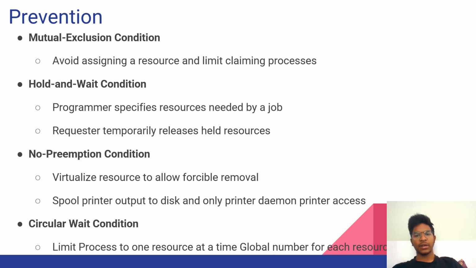This is when a resource is only available to one process. Avoid assigning a resource unless it is absolutely necessary, and try to limit the number of processes that can claim the resource. This method helps but does not completely prevent deadlocks. It reminds me of limiting user input to prevent unnecessary problems.